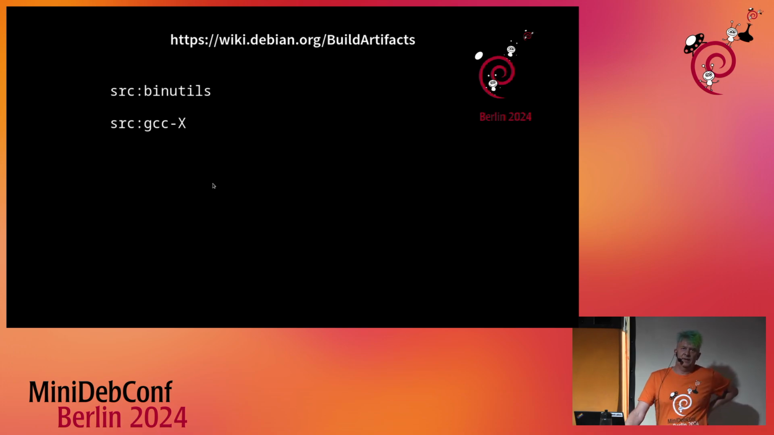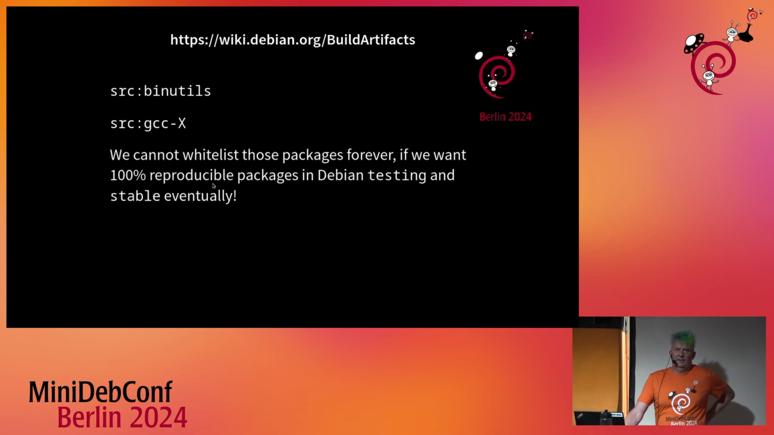So this wiki page mentions 2 source packages, binutils and the various GCC packages, which store build artifacts in their binary deb packages. And we cannot whitelist these packages forever if we want 100% reproducible packages, because we just need GCC. And some people will say LLVM, but yeah.